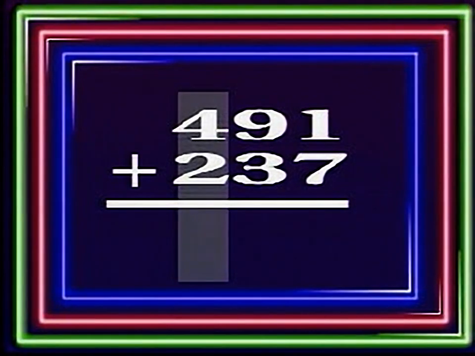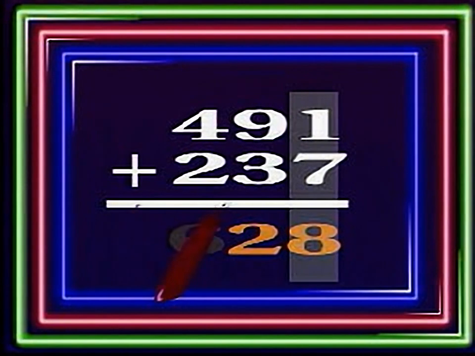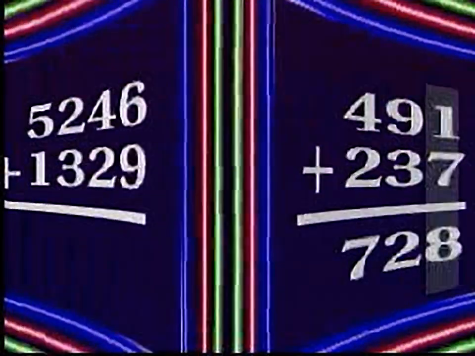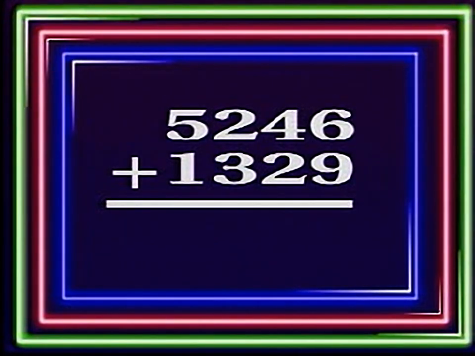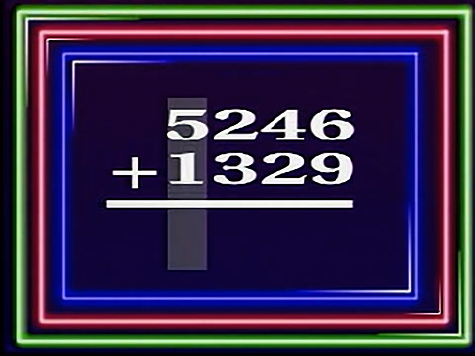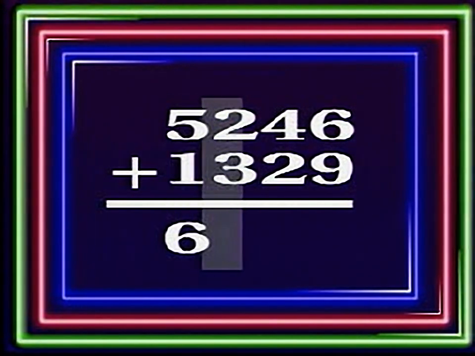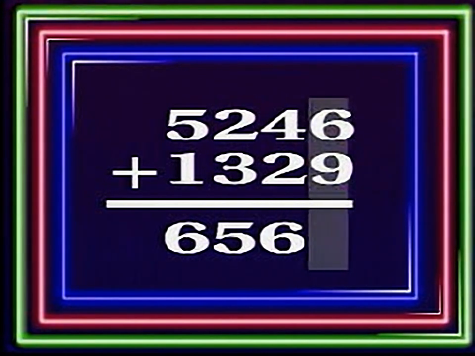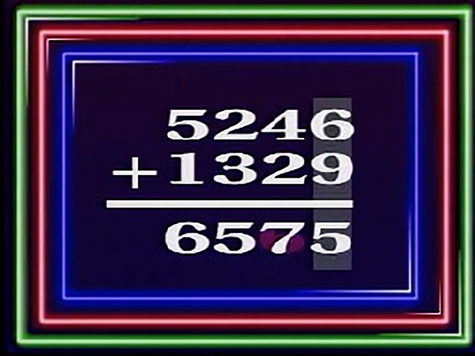491 plus 237. We're in the hundreds place, so we say 728. How about one more together? 5,246 plus 1,329. This time we start with the thousands place, so we have 6,560. Oops. 75.